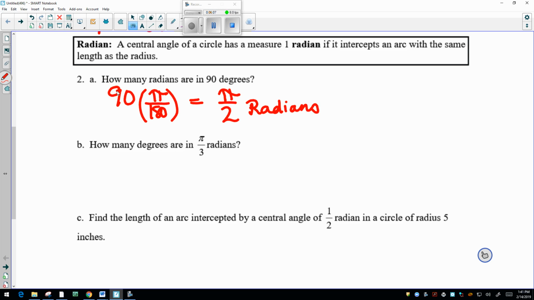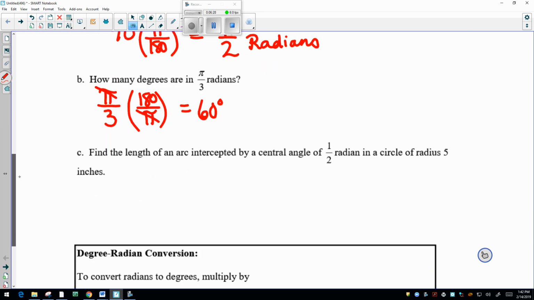Going in the opposite direction, I already have radians, pi over 3, and I need to figure out degrees. So our conversion is the reciprocal of what we just did, 180 over pi. And if I simplify this down, 180 divided by 3, reduce that out, that's going to get me 60 degrees.